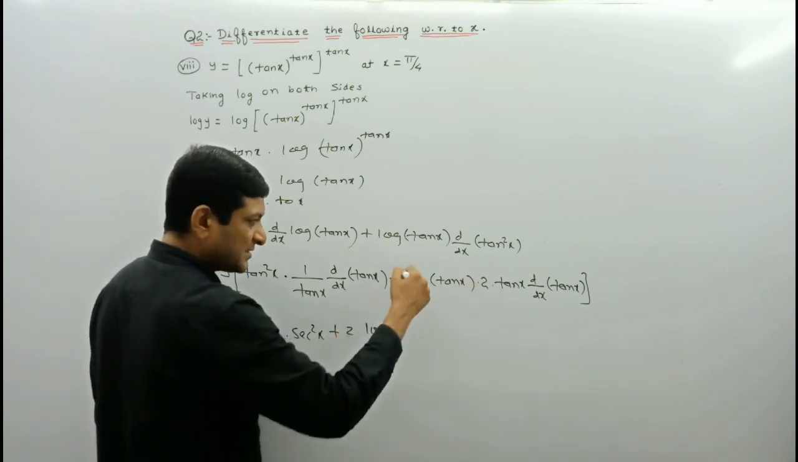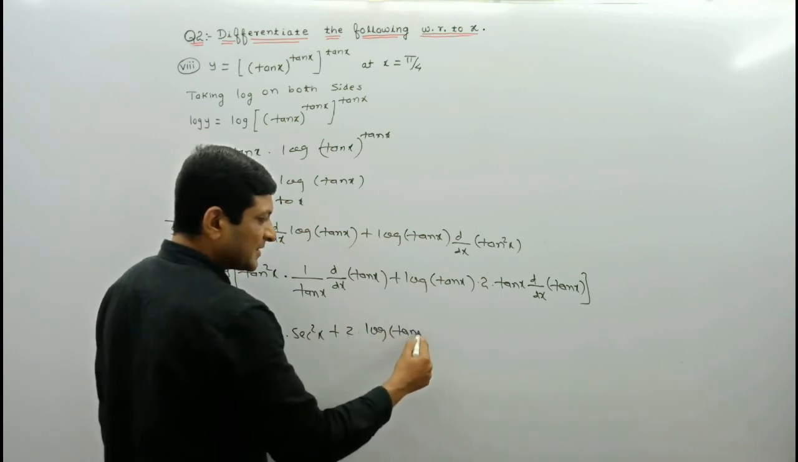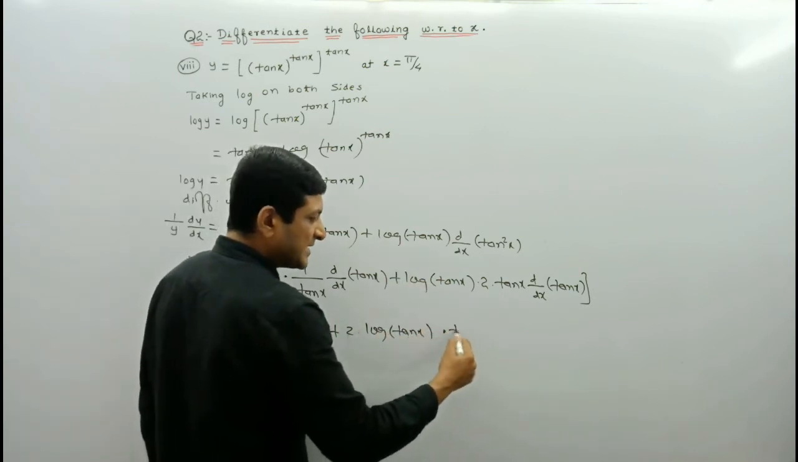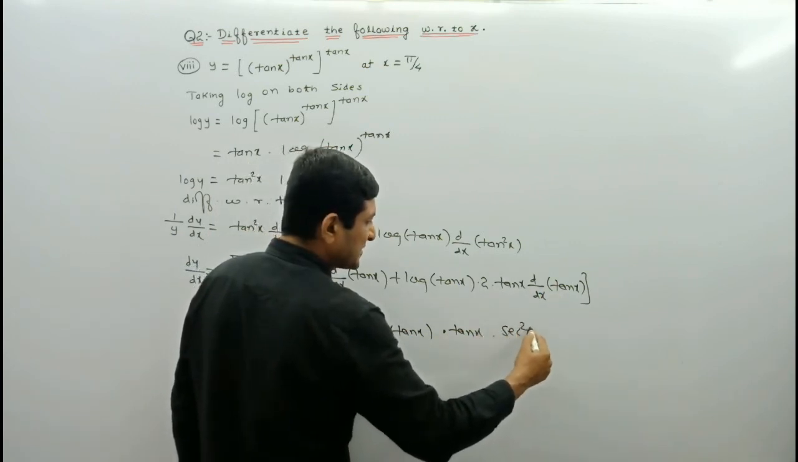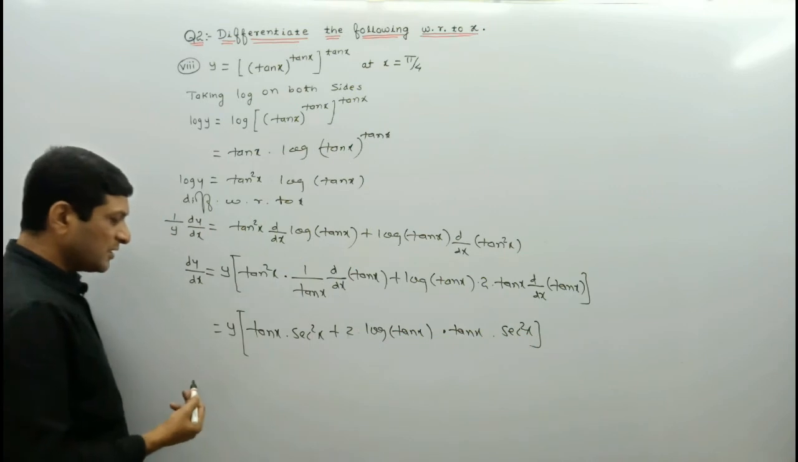First just simply write down the numerical value, then into tan x, keep it as it is, into the derivative of tan x, which will be equal to sec square x. In this way we have got the differentiation.